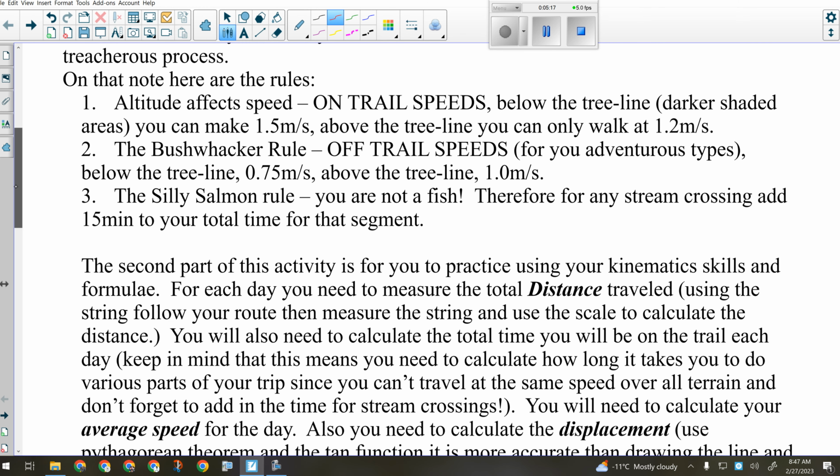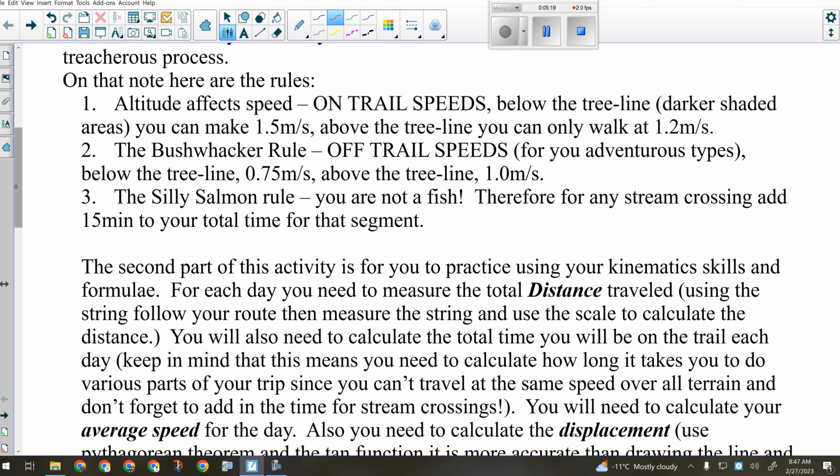Rule number 1, altitude affects speed. Okay, the higher up you go, the harder it is to go forward. If you've ever seen videos of people climbing Mount Everest, when they get near the top, they take one step and stop and rest for 30 seconds, and then take another step. And each one of those steps is like running 200 meters at sea level. Okay, like you're just bagged after each one.